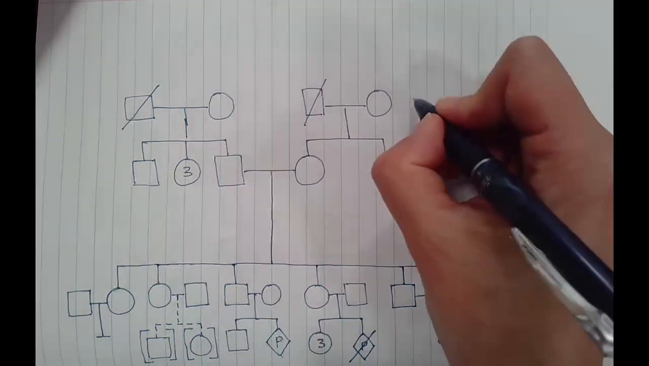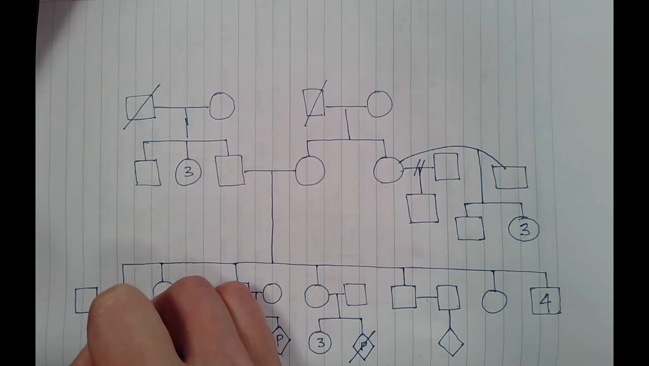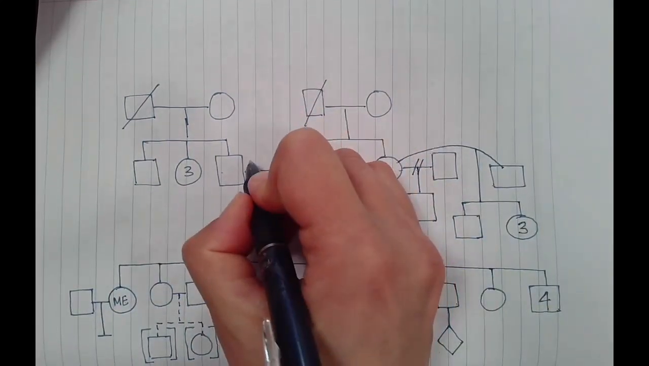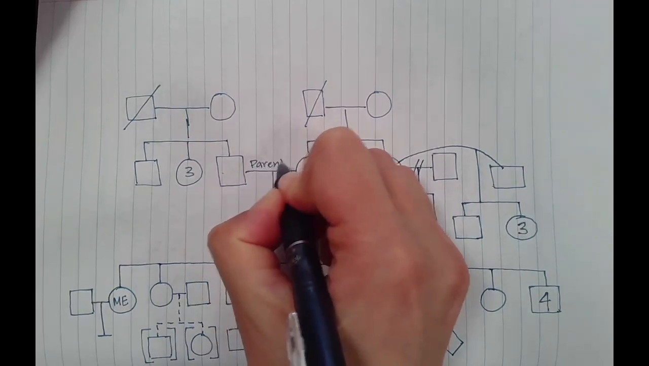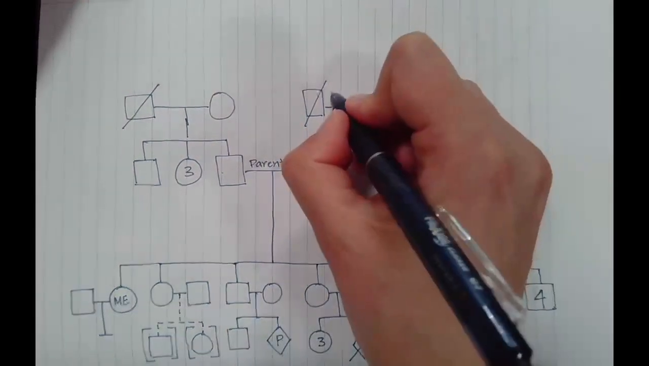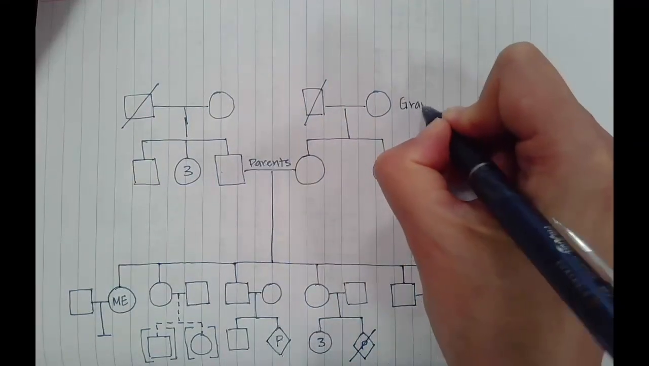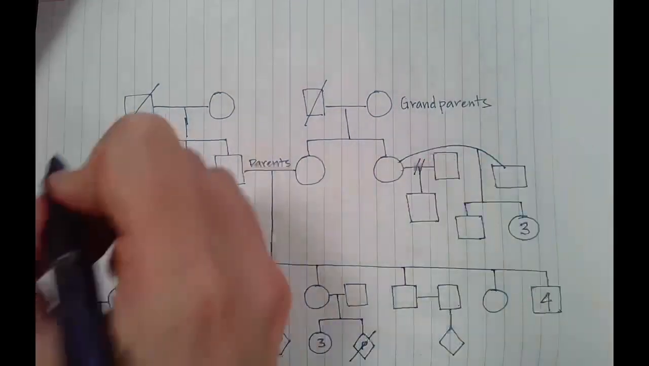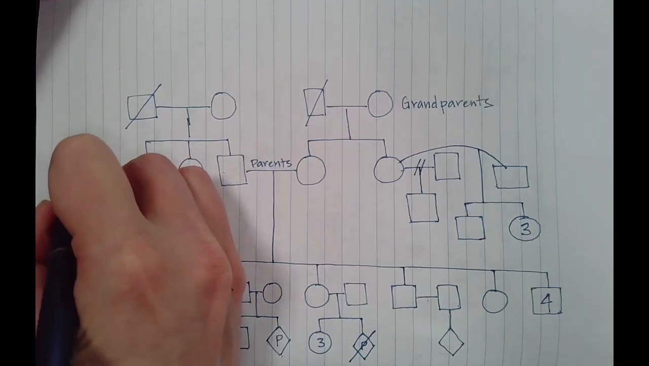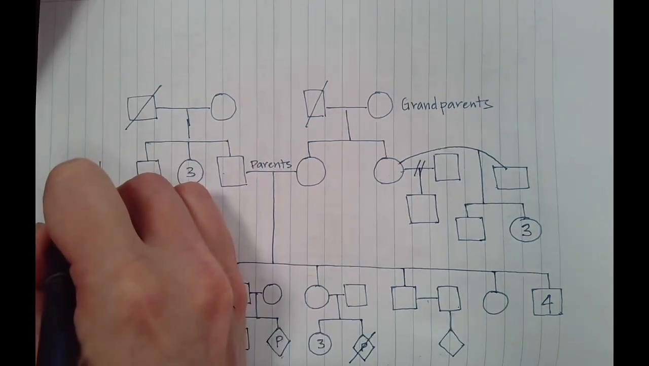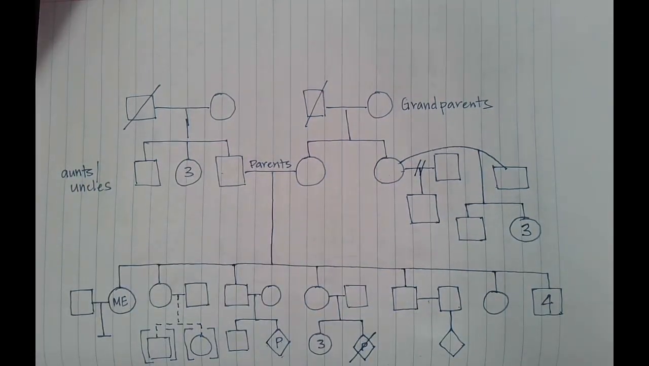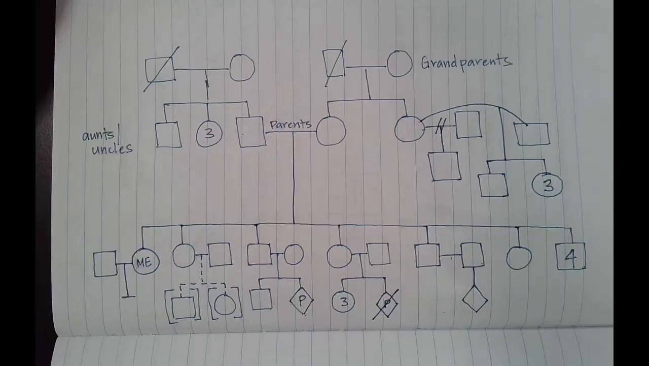I'm just going to add a couple of notes. So this is me, which means that these are my parents. And then these are my grandparents, is this section here. And these are my aunts and my uncles. All right, so that is how you make a family tree.